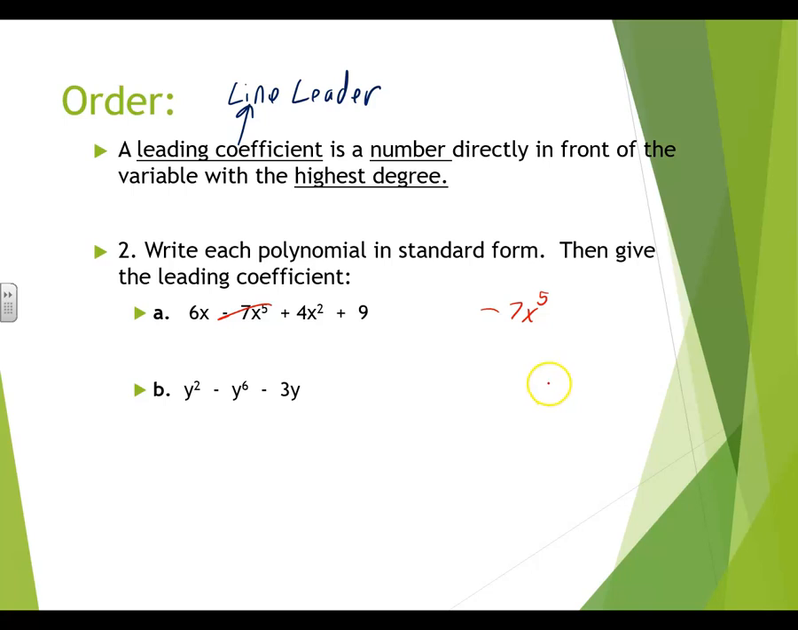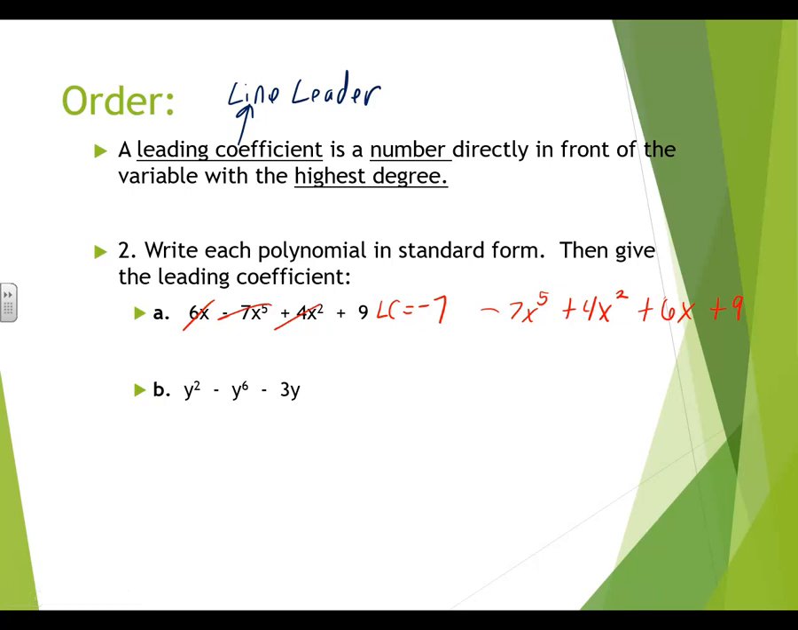What's the next biggest? Positive 4x to the 2nd. Who's after that? Positive 6x. And who's last? Positive 9. All right, what's my LC, my leading coefficient? Who's the line leader? Just the number only. Negative 7. Just the negative 7.